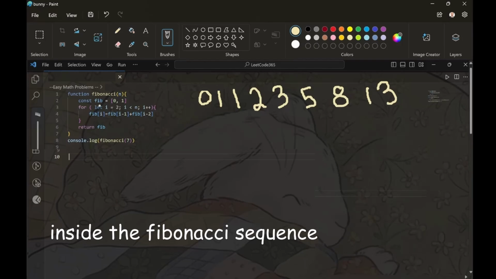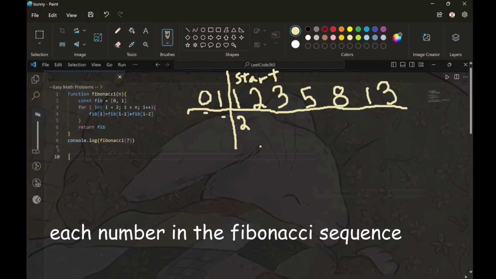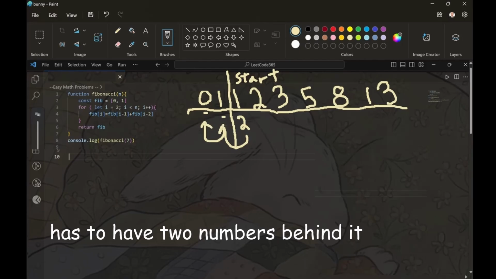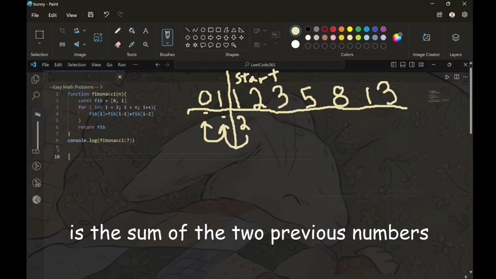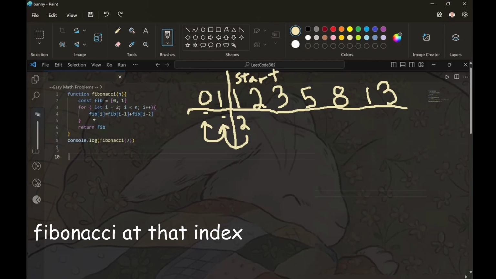numbers. Inside the Fibonacci sequence, we declare a variable, const fib equals 0, 1. Each number in the Fibonacci sequence has to have two numbers behind it, because each number in the Fibonacci sequence is the sum of the two previous numbers. So that's why we're starting with 2. Fibonacci at that index is going to be equal to the two previous numbers, okay?